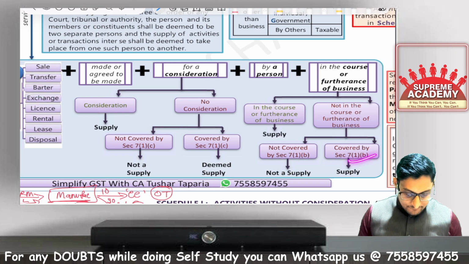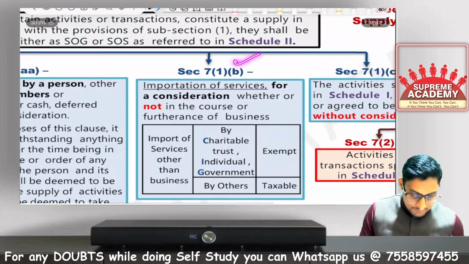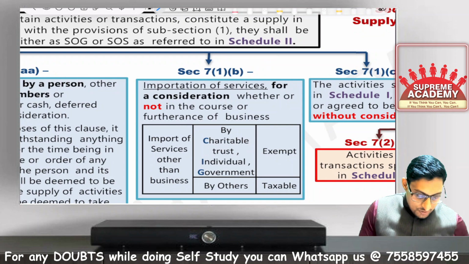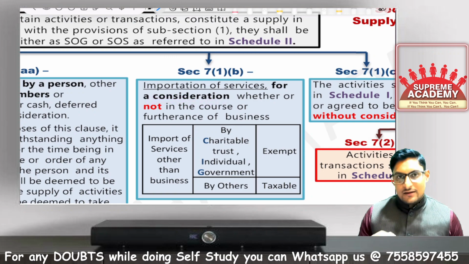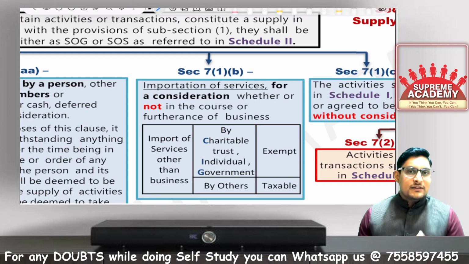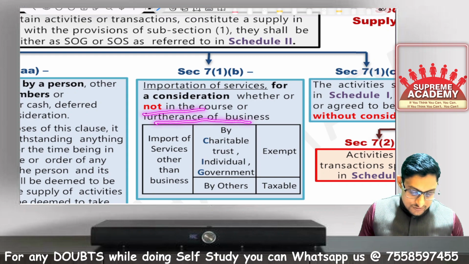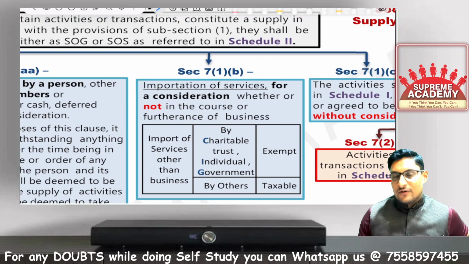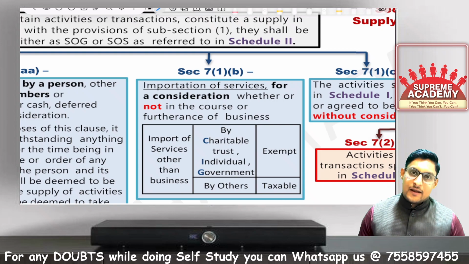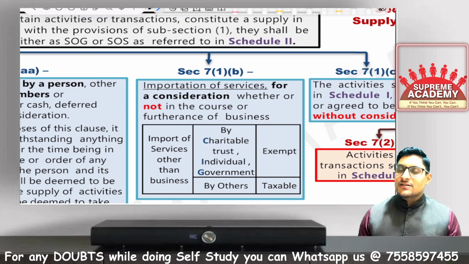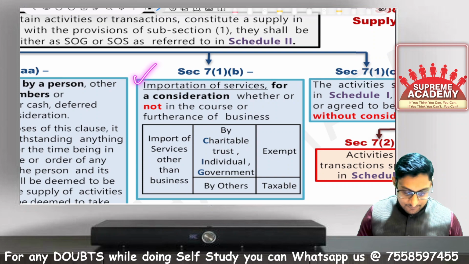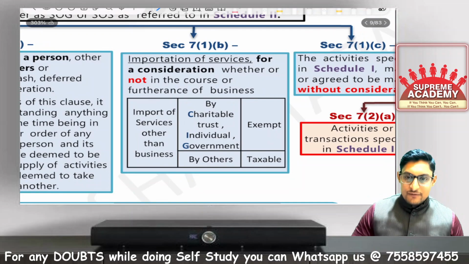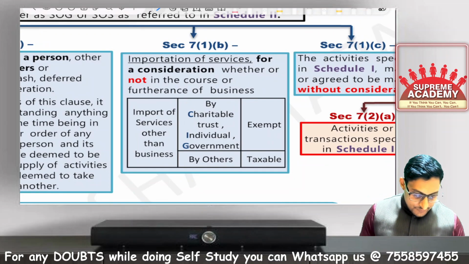Now, going towards 7(1)(b) first. See, 7(1)(b) says import of services for consideration. Main element, I told you. Other elements will be present. Only one thing is absent: not in the course or furtherance of business. Import of service for consideration, not in the course or furtherance of business, will be termed as supply. Though one element is absent, if it is covered under 7(1)(b), it will be termed as supply. So we are going to tell this activity as supply. Now, first confirm that it will be a supply. Confirm. Now, again, what will happen?